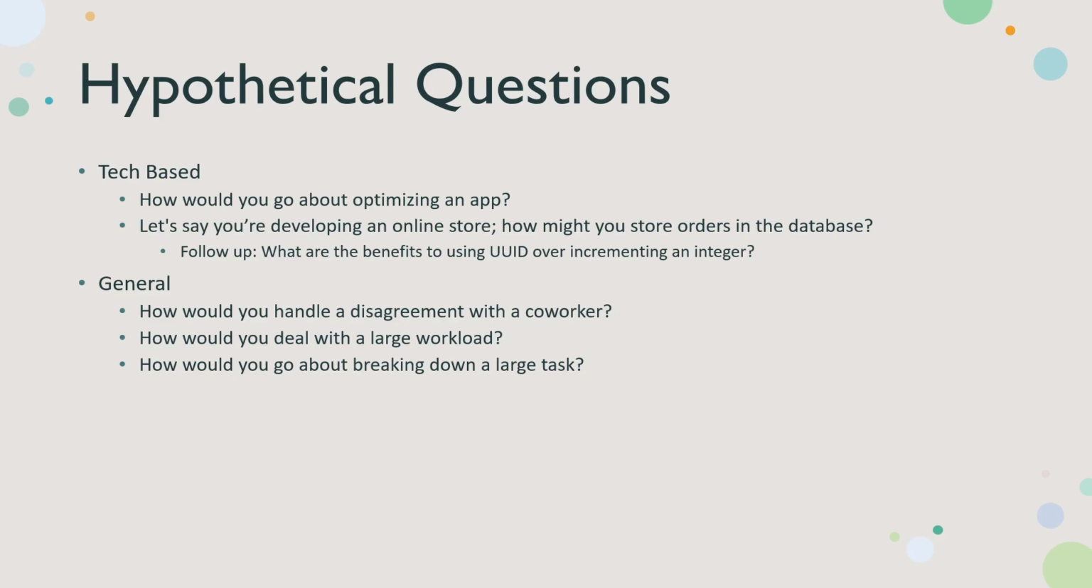A follow-up question that I got is, what are the benefits to using that UUID over incrementing an integer in your database? It's the kind of thing I just said: the UUID is always unique, and one of the things this allows for is scalability, right? With an incrementing integer, we can only do so much. We might run into issues if too many people place an order at the same time. How would it know who gets what number? That sort of thing.